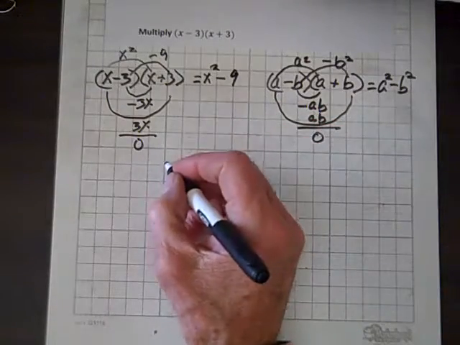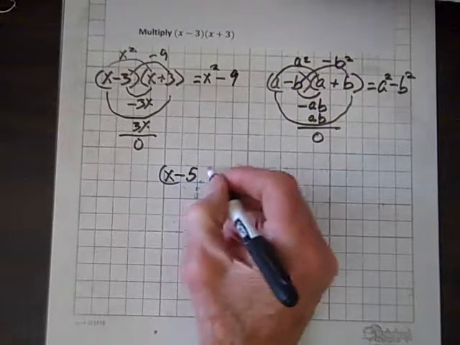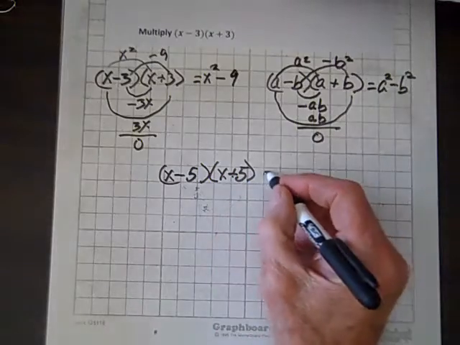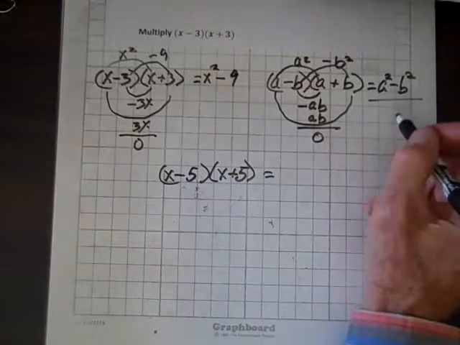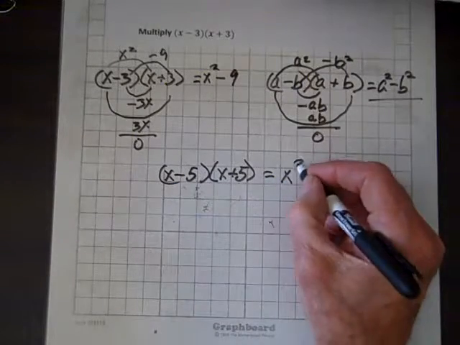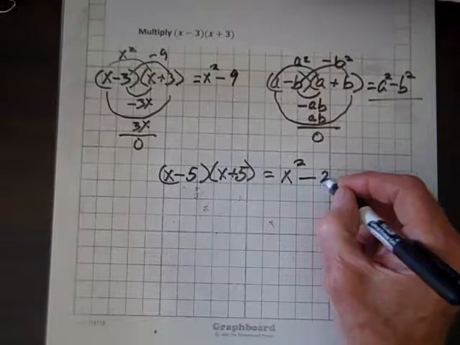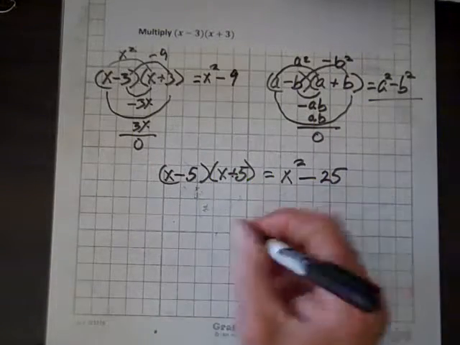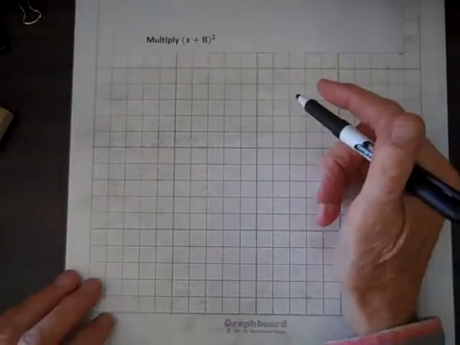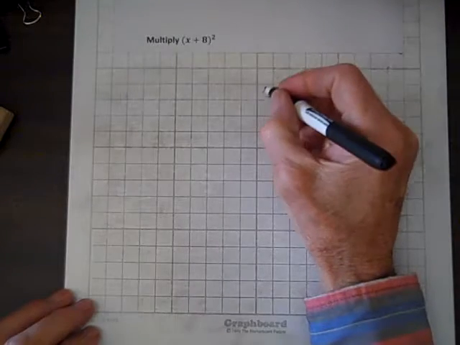So let's make up one more. X minus 5 times x plus 5. Without any work at all, because of what we have here, we'll take the first term and we'll square it. We'll put a negative sign right there. We'll take the 5 and we'll square it, and we get 25, and we're done. Get it? Now we have another special product. So let me show you how this works.